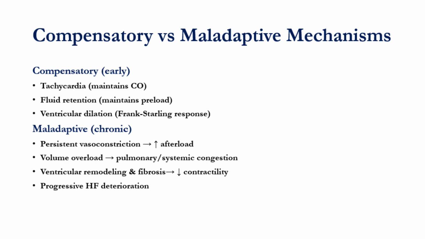In early heart failure, several compensatory mechanisms help preserve cardiac output. Tachycardia maintains perfusion, fluid retention supports preload, and ventricular dilation temporarily improves stroke volume through the Frank-Starling mechanism. However, chronic activation becomes maladaptive. Persistent vasoconstriction increases afterload. Volume overload causes congestion, and progressive remodeling reduces myocardial contractility. Ultimately, these maladaptive responses contribute to continued deterioration of cardiac function.